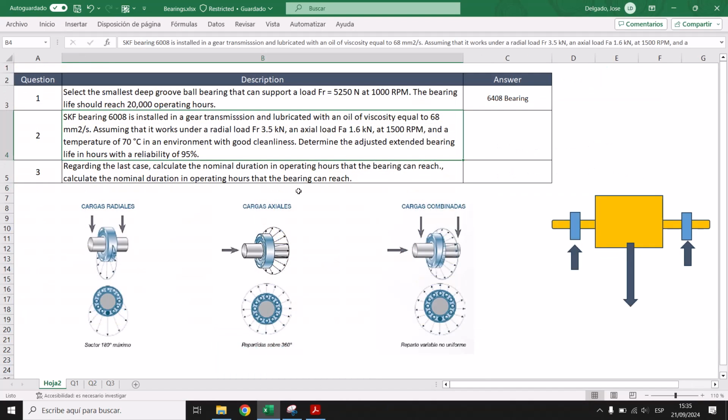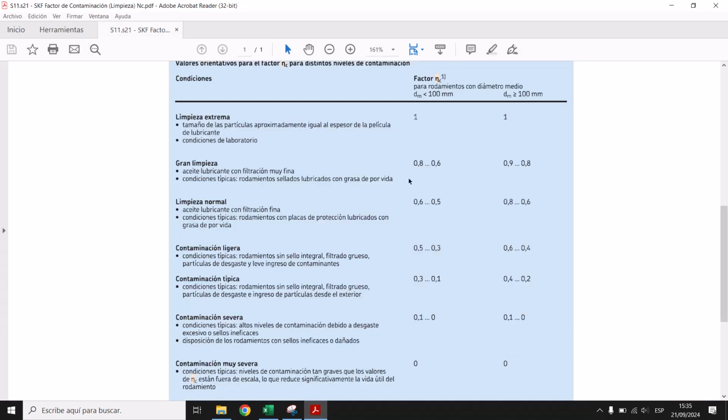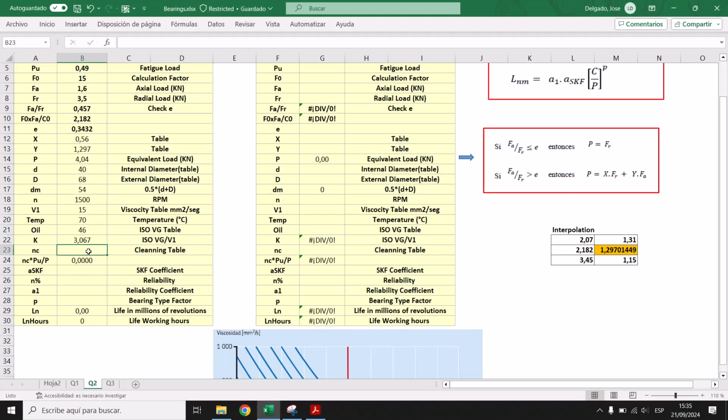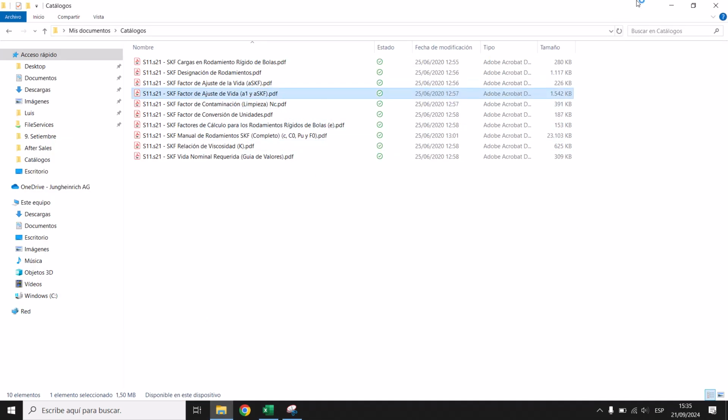For this example, you should use your own case, but for this example it's an environment with good cleanliness. So we are here, maybe in our second option with good cleanliness. I'm going to use 0.8, but you can put the value you want for your case. So don't worry, I'm going to put 0.8. With this value, as you remember, we select the SKF coefficient. So let's close this.